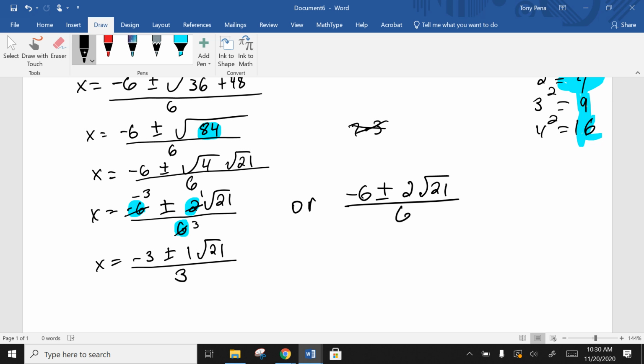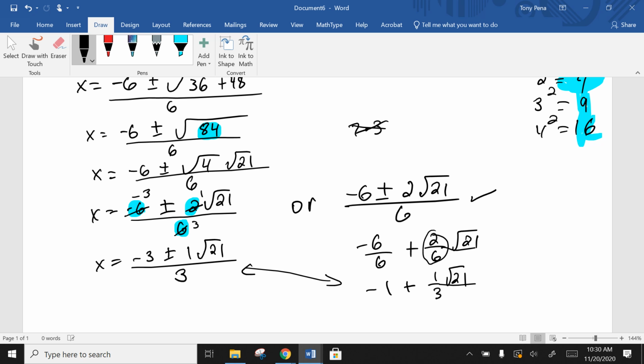The other option is to split this up. Negative 6 divided by negative 6 is a negative 1, plus or minus 2/6, which would reduce down to 1/3 root 21. So even though they might not look identical, either one of these answers is good.